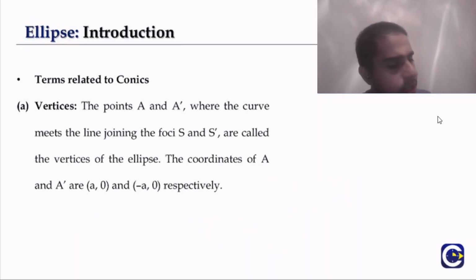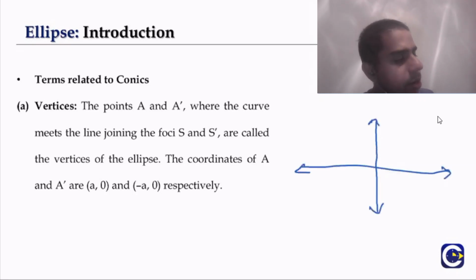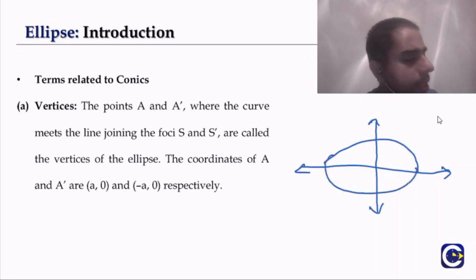So what is this? The points A and A dash, where the curve meets the line joining the foci S and S dash, are called vertices of the ellipse. The coordinates of A and A dash are a comma 0 and minus a comma 0 respectively. I'm sorry for the bad diagram. I'd like to draw the diagram for this. Yeah, this y, this x, this is a comma 0, this is minus a comma 0.